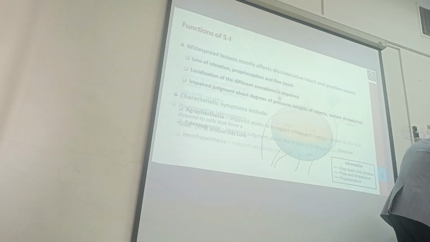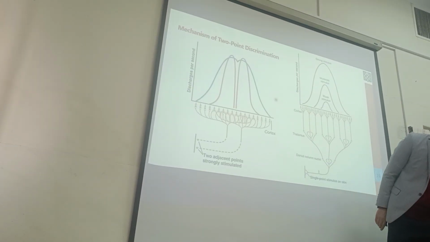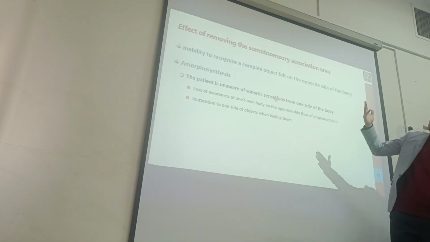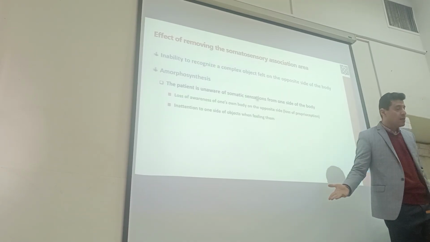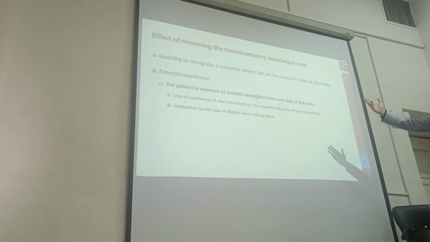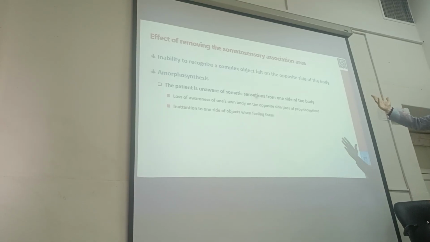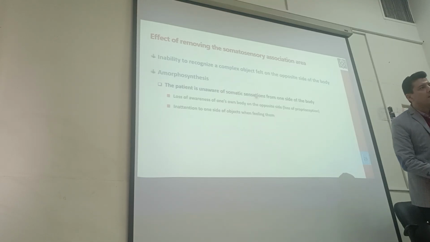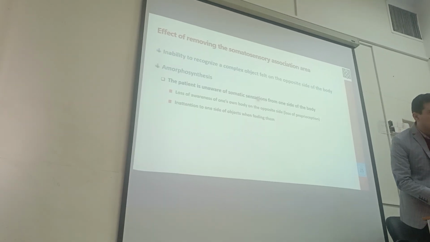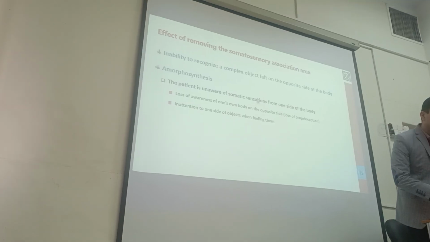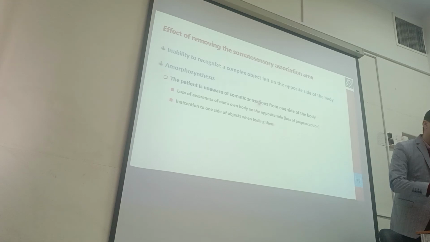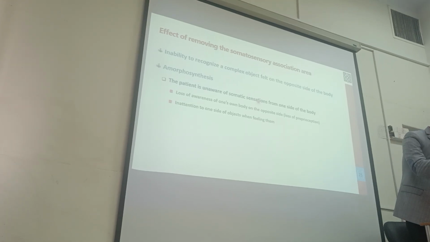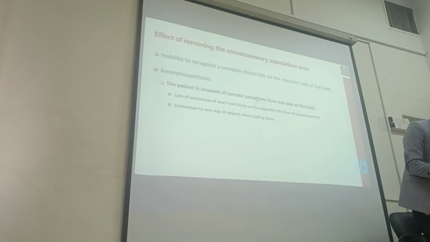Right? So, sorry, let's see this one again. The effect of removing the somatosensory association area is a problem understanding complex objects felt on the opposite side of the body. So the patient is not able to understand the complex shape of the object. The patient can feel the touch, can feel the edges, the borders, vibration, anything in the object, but cannot combine them together and reach the final conclusion about the name of this object.